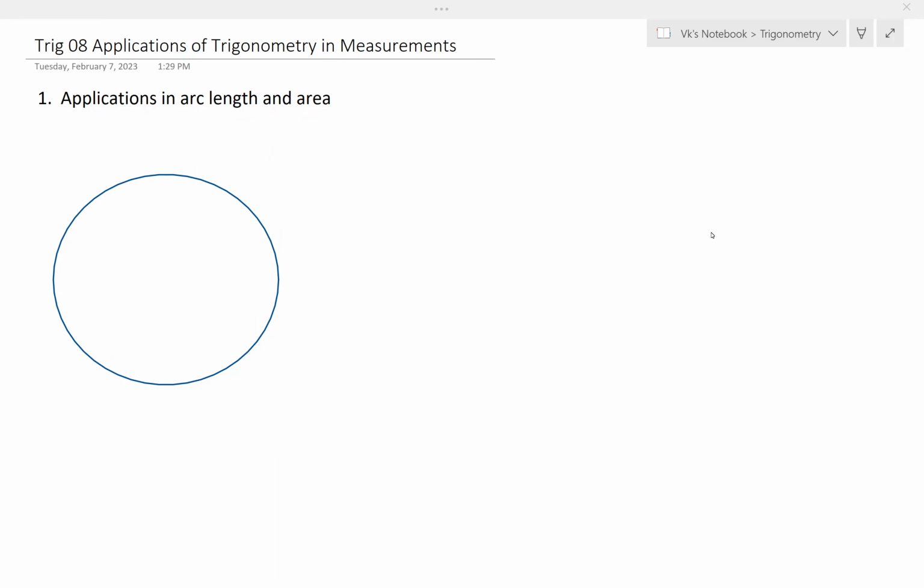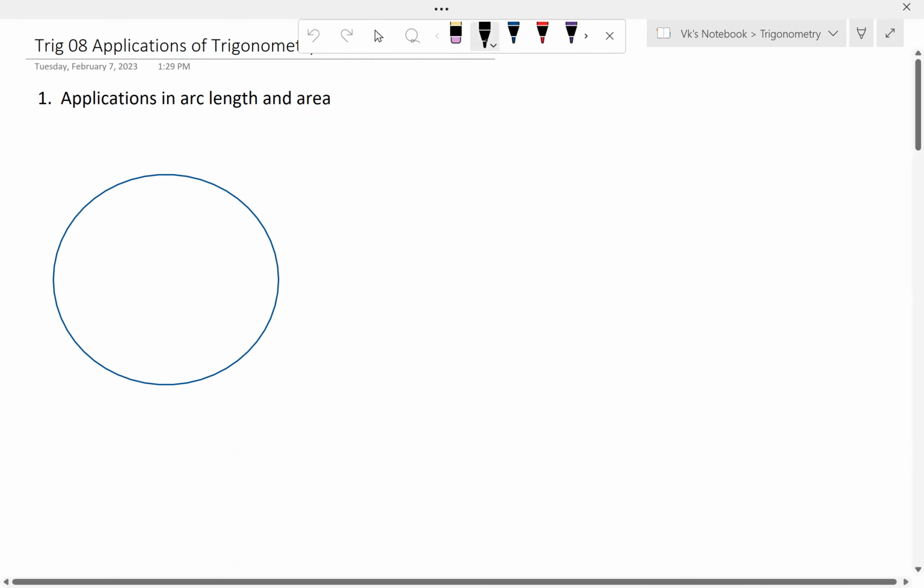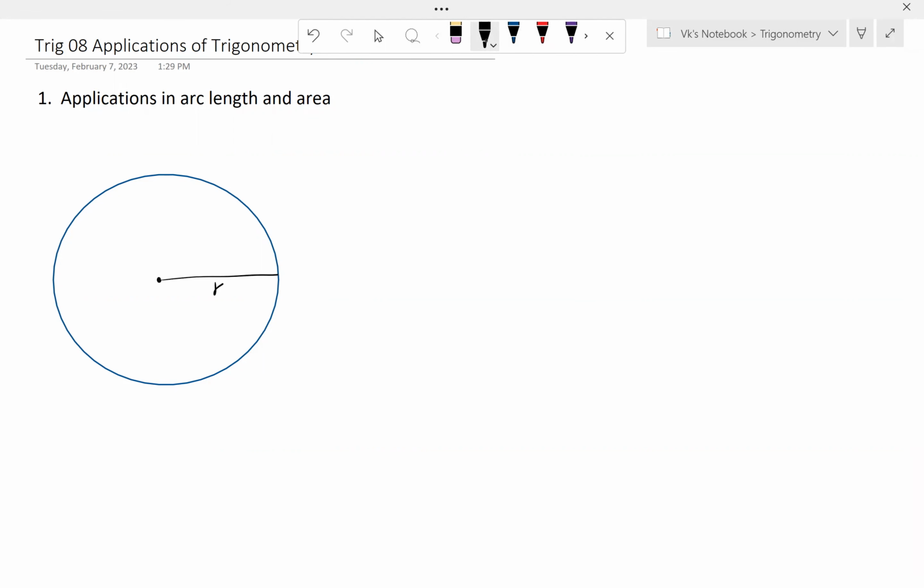Today we explore lesson 8, applications of trigonometry in measurements. Number 1, applications in arc length and area. Let's take a look at a circle of radius r. We can have an angle theta right here.